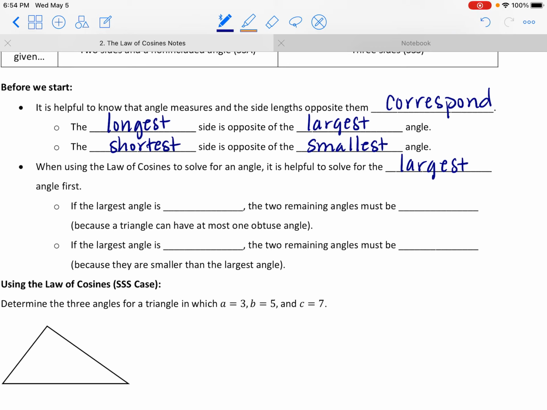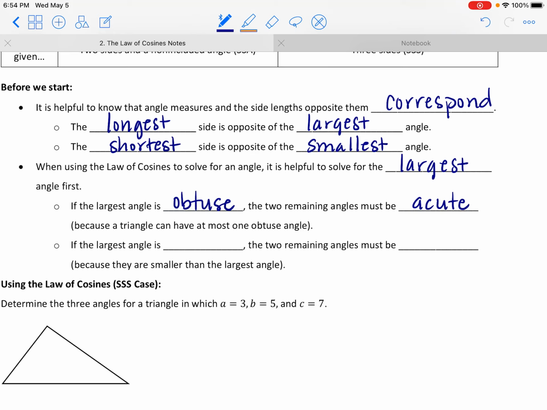It's just helpful because once we know the largest angle, we're sort of guaranteed facts about the other two remaining angles. So for instance, if we calculate our largest angle first, and that largest angle happens to be obtuse, well, a triangle can only have one obtuse angle. So if we calculate our largest angle and it's obtuse, it guarantees that the remaining two angles have to be acute. Okay, because there can only be one obtuse angle in a triangle.